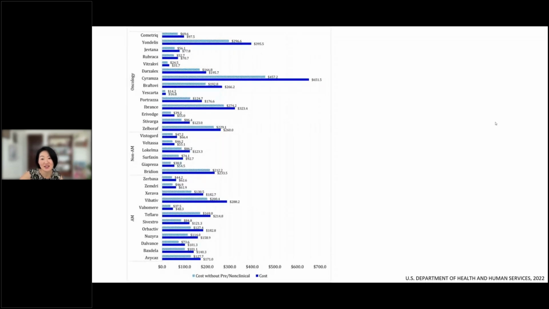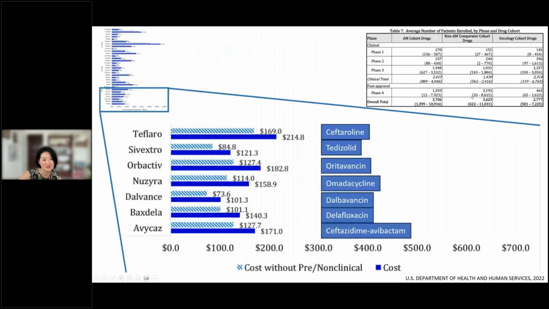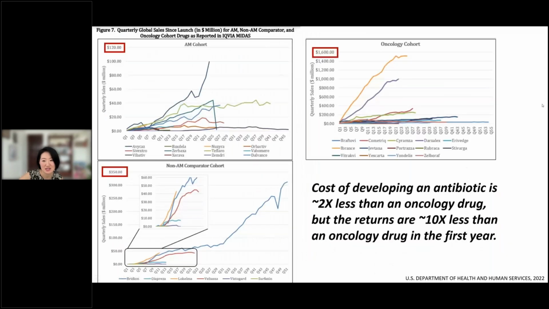As you can see here in this very comprehensive study commissioned by the US Department of Health and Human Services, the median development and approval costs, including post-approval phase 4 studies for antimicrobial drugs, were nearly the same as oncology drugs at about 150 million US dollars. Let's zoom into the antibiotics.